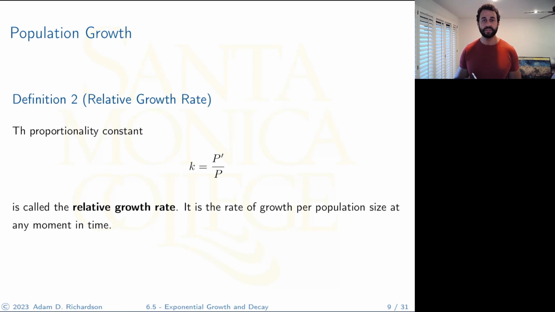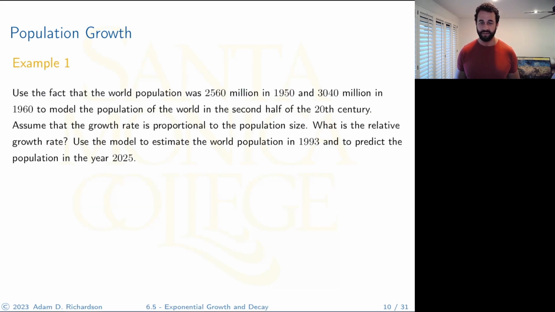Okay, so what is this special number k called? This number k is what's called the relative growth rate. So it turns out that that constant of proportionality is what's called the relative growth rate, meaning that it's relative to the population, right? And what is it? It's just the rate of growth per population size at any moment in time. So that's how you can find it. Just do basically P prime divided by P, and that will give you k.